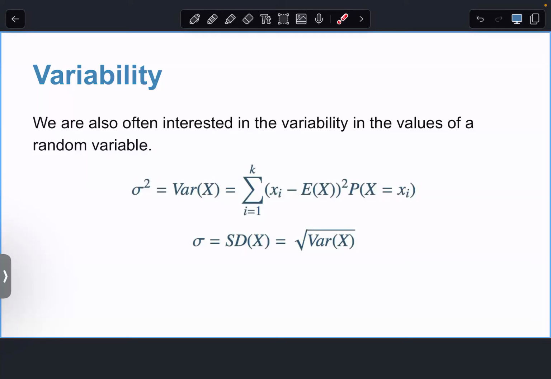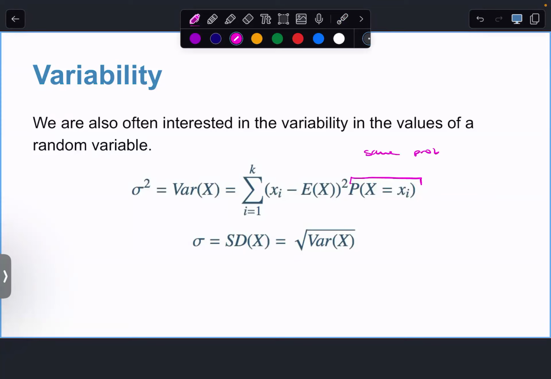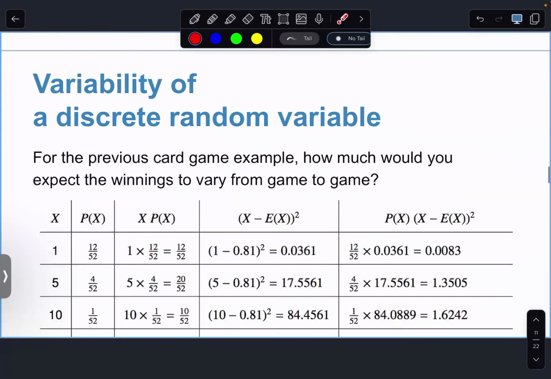This is the same probability we used to find E of X. And then if you want the standard deviation of X, then you would find the variance of X and take the square root. Okay.